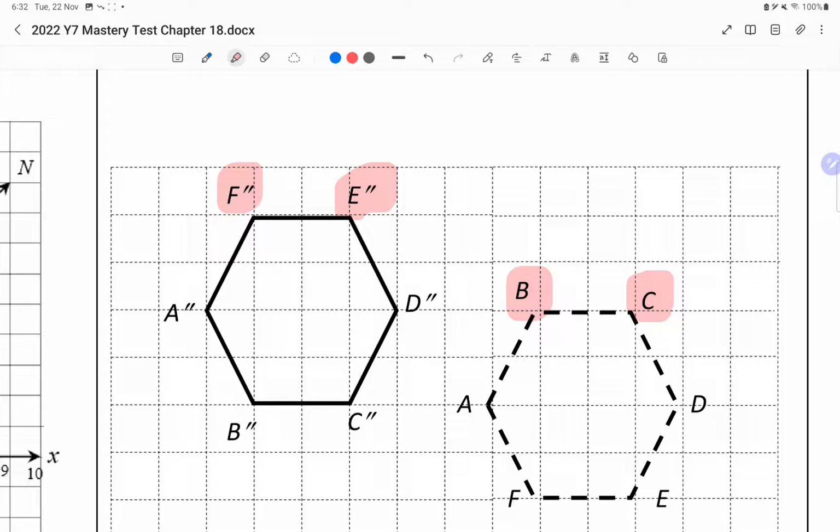Let me just check the actual answers. Yeah, you have to reflect in the line AD. B becomes F and C becomes E, which means it flips the shape around the line, reflects in the line AD. So either you reflect first and then translate, or you translate first and then say reflect in the line AD. So that's what I'm saying.